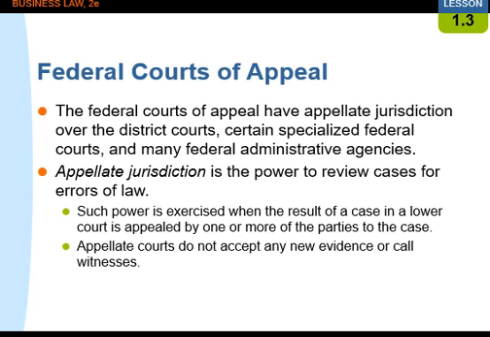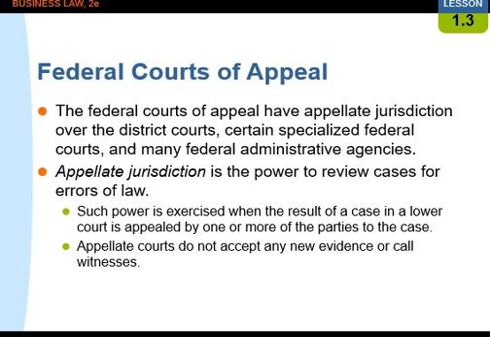Note that no appellate court, not even the U.S. Supreme Court, can change the factual determinations of a jury. However, if the appellate court detects significant errors in the original trial, it can order that a new trial be conducted. A new jury then would make a new determination of facts.